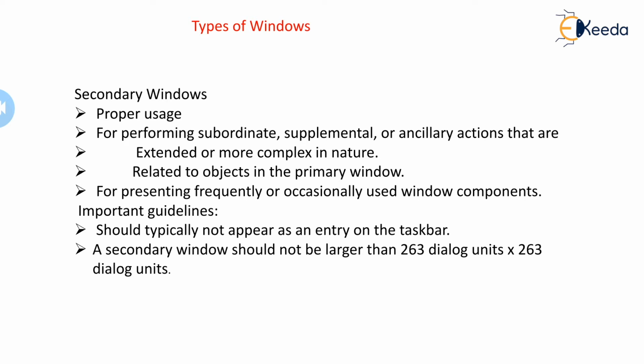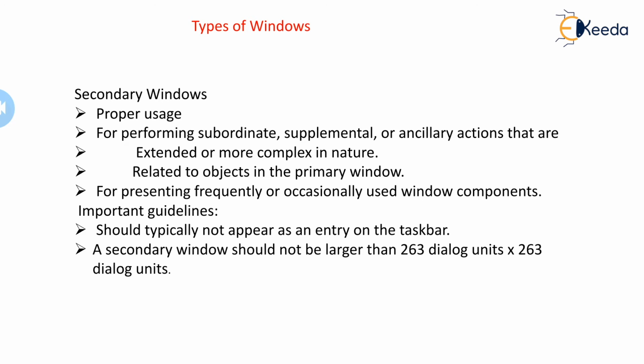A secondary window should typically not appear as an entry on the taskbar. A secondary window can obtain or display supplemental information that is usually related to the object that appears in the primary window. A secondary window is typically smaller than its associated primary window and smaller than the maximum display resolution.